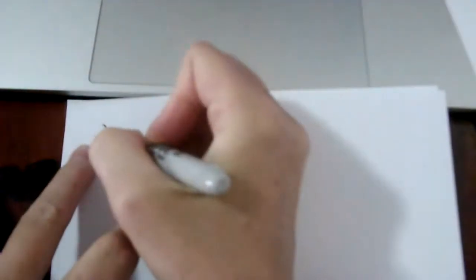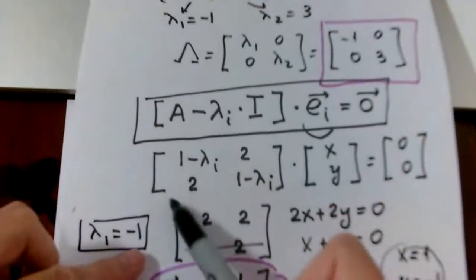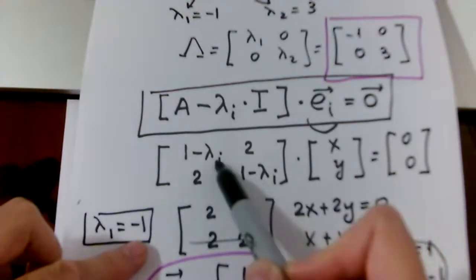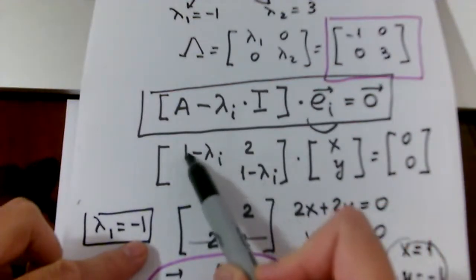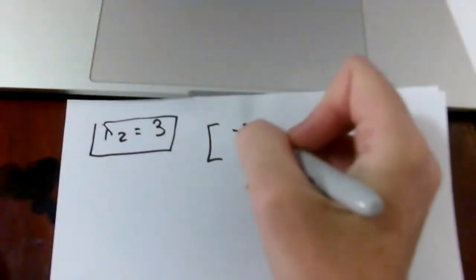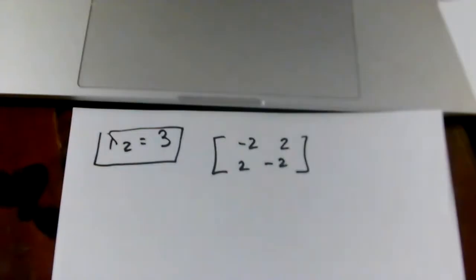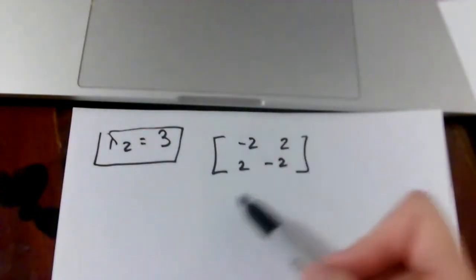Okay, so now we can practice our new trick, our new knowledge, on the second lambda. So lambda 2 was equal to 3. Again, I need to get back to this matrix and substitute 3 instead of lambda this time. So subtracting 3 gives us -2, 2, 2, -2. This time, these rows are not equal, like in the previous case.